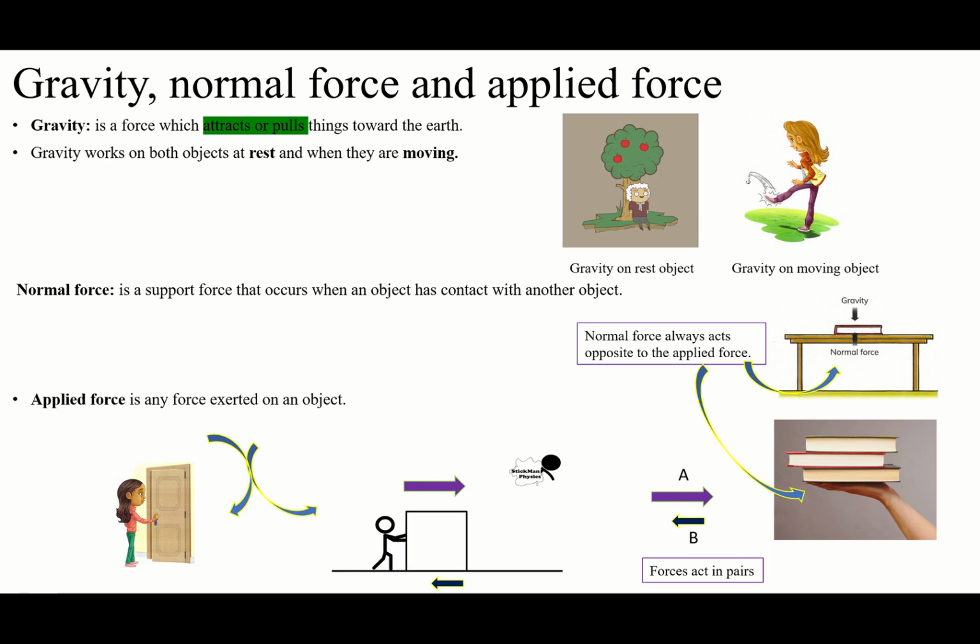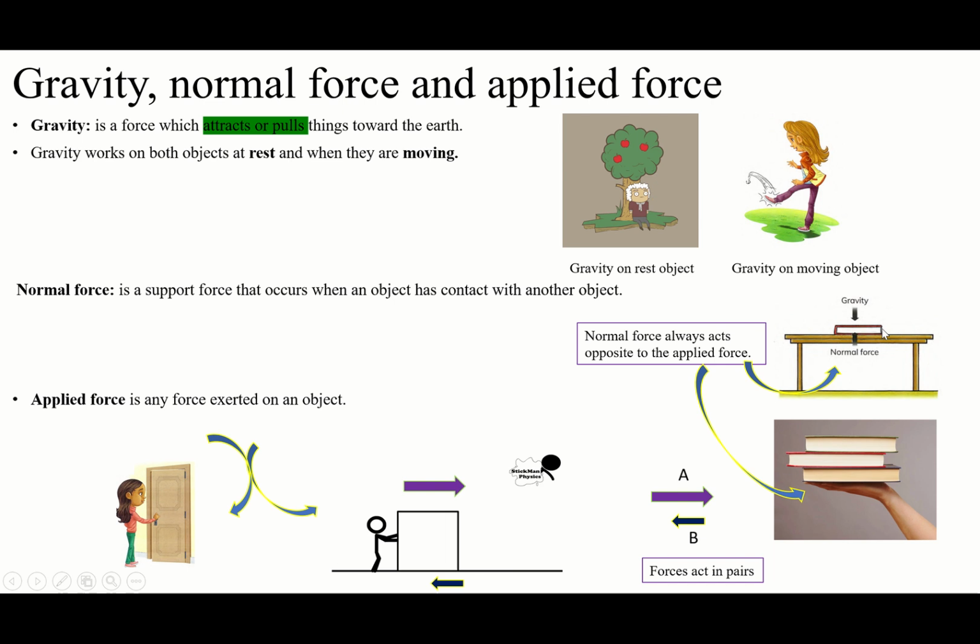So normal force is a support force that occurs when an object has contact with another object. It means for normal force, we must have contacted objects. Without contacting, there is no normal force. Normal force always acts opposite to the applied force. For example, there is gravity, pulling the books down, right? So the gravity pulls the book down. But in here, the table is going to be the normal force, a support force for the book. It doesn't let it fall, okay?